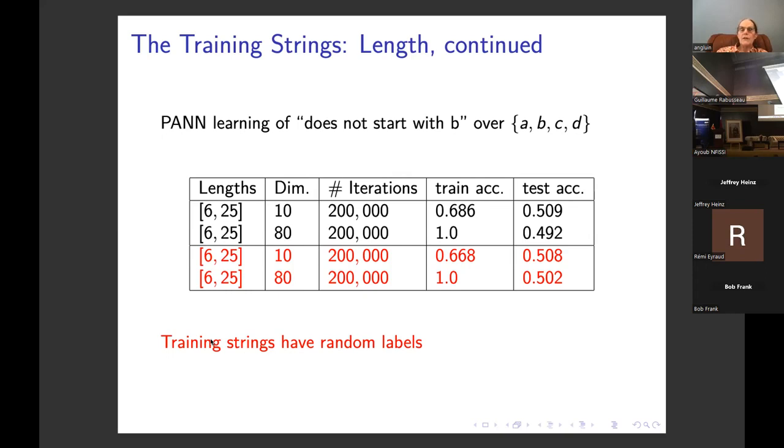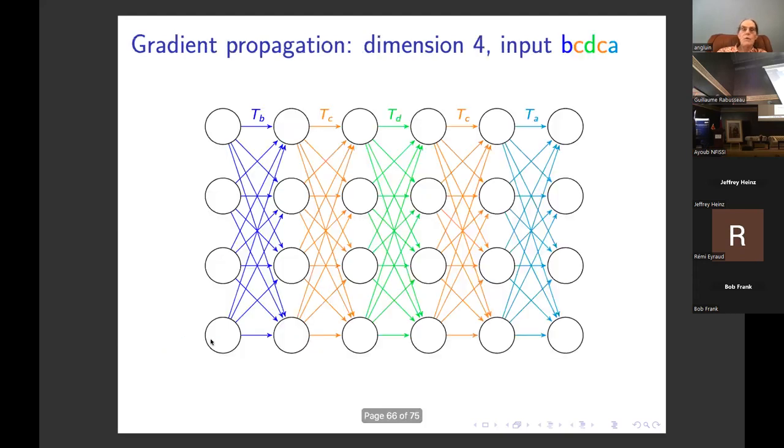And what happens, that's the last two rows of this table in red. What happens is very similar to the performance of learning without the short strings. That is, the training accuracies are very close to the same, and the testing accuracy remains basically chance. So what we see here is that the dimension 80 PAN can learn completely random labels for this training set and not generalize at all. So what's going on here?